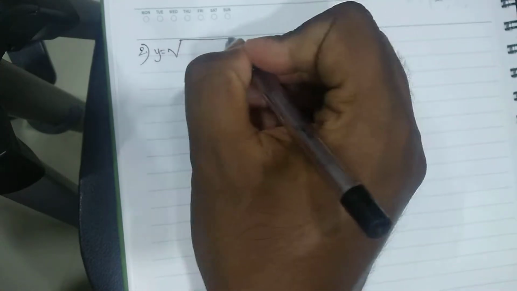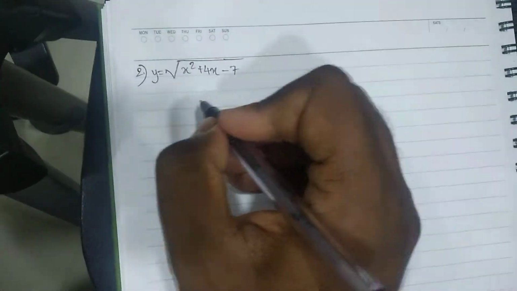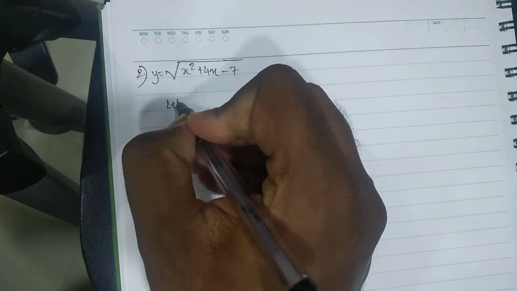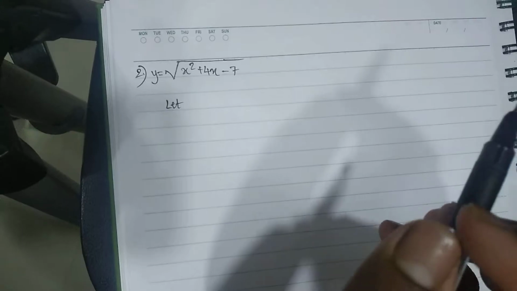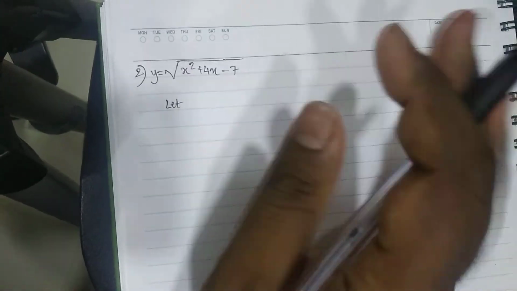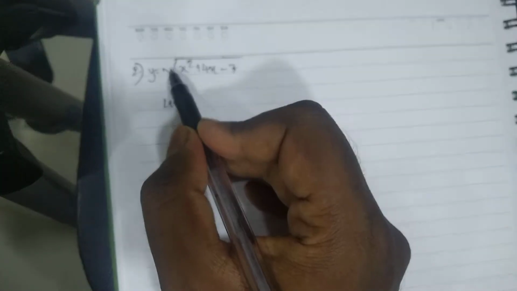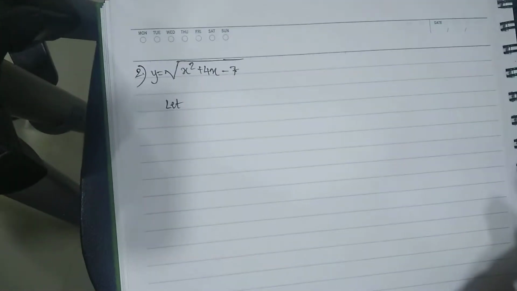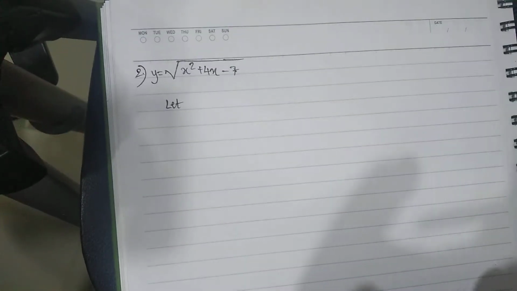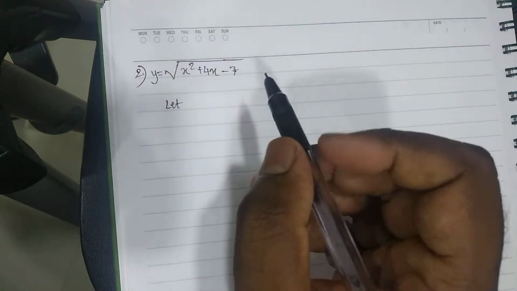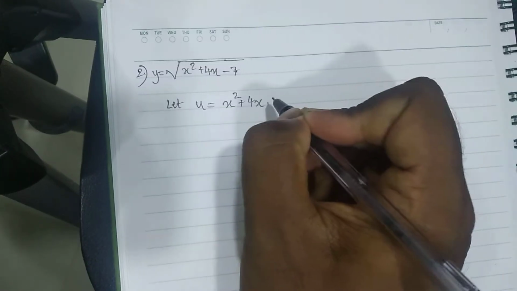I'll say let y equal to square root of x square plus 4x minus 7. So I have a function like this. Let's try using chain rule first. Before we begin, you have to identify which function is inside which function. Right now I can see the square root function and I can see this polynomial function. This polynomial function is inside the square root function. So my outer function is the square root function, and the inner function is the polynomial function. You need to identify these outer and inner functions. So I'll substitute which function here? The inner function. I'll say let u equal to the inner function, which is x square plus 4x minus 7.